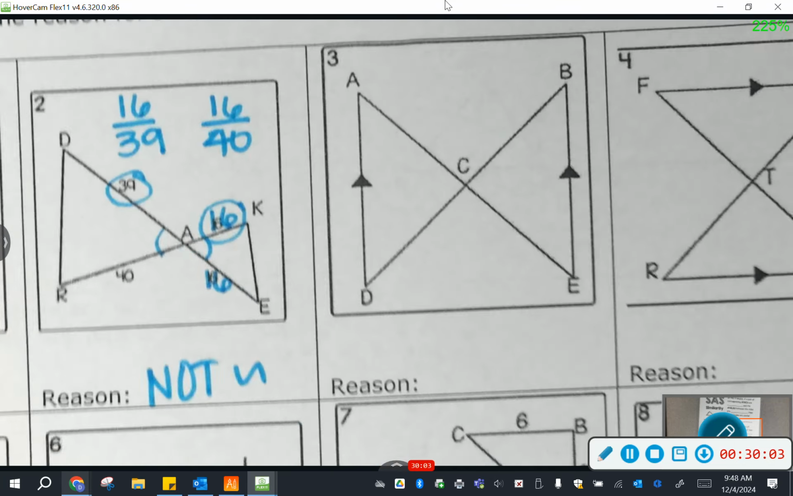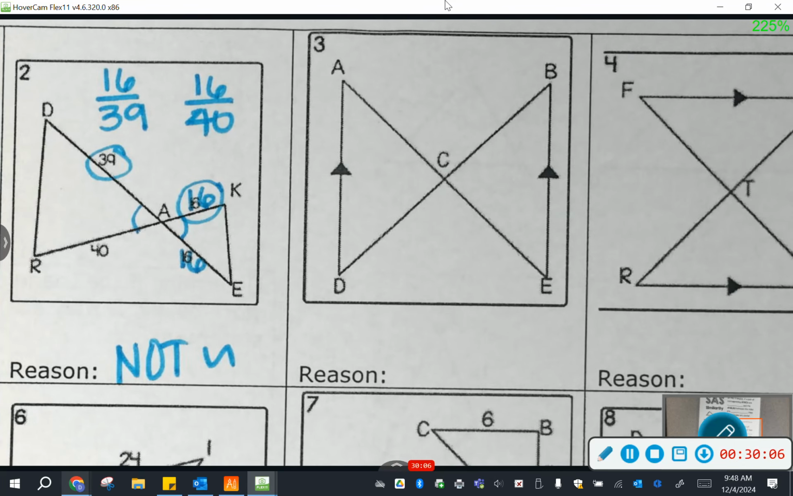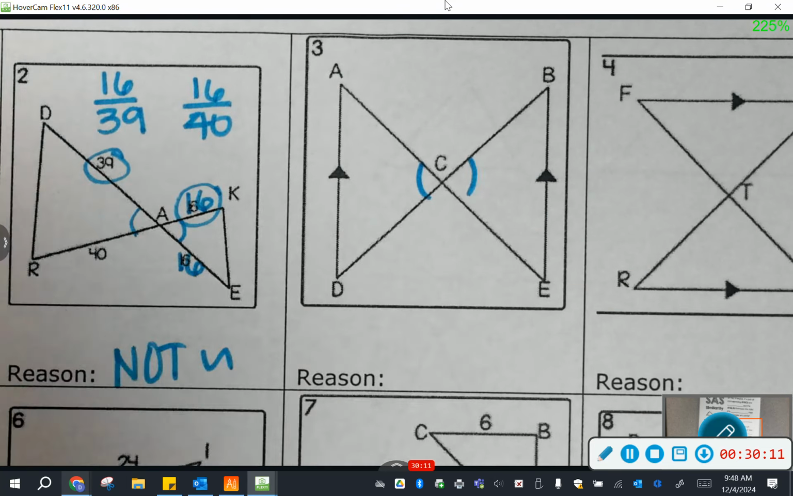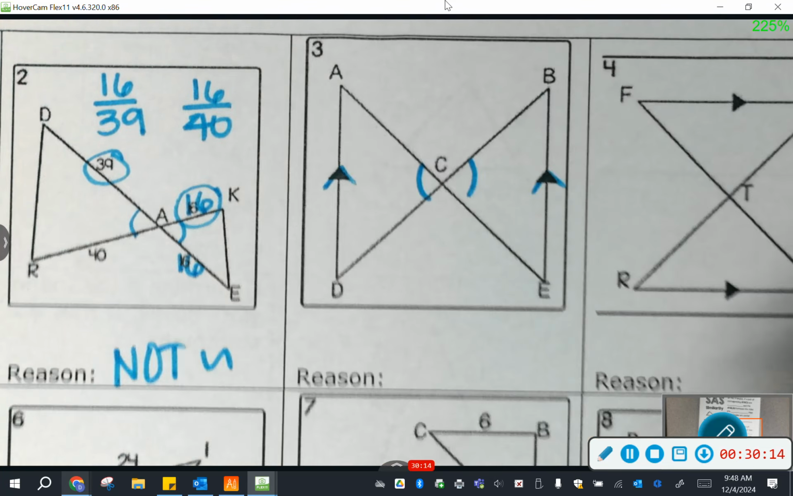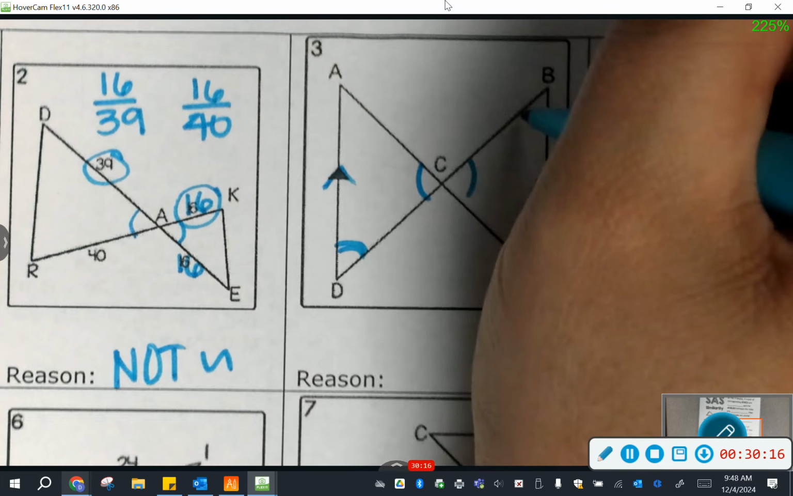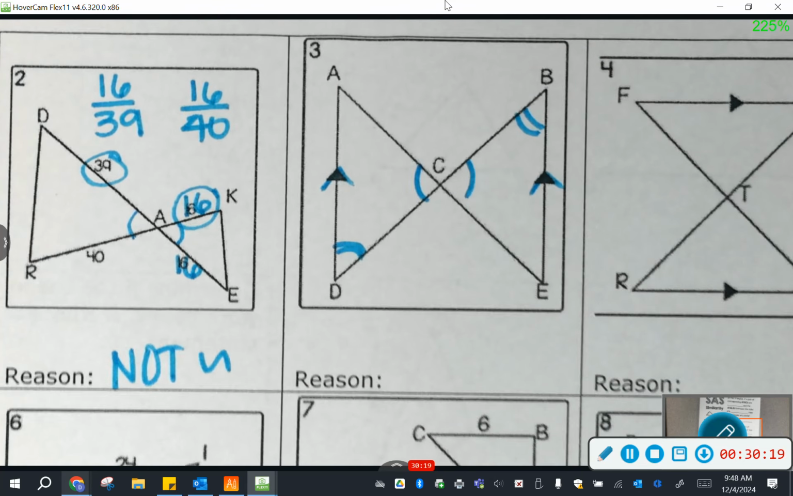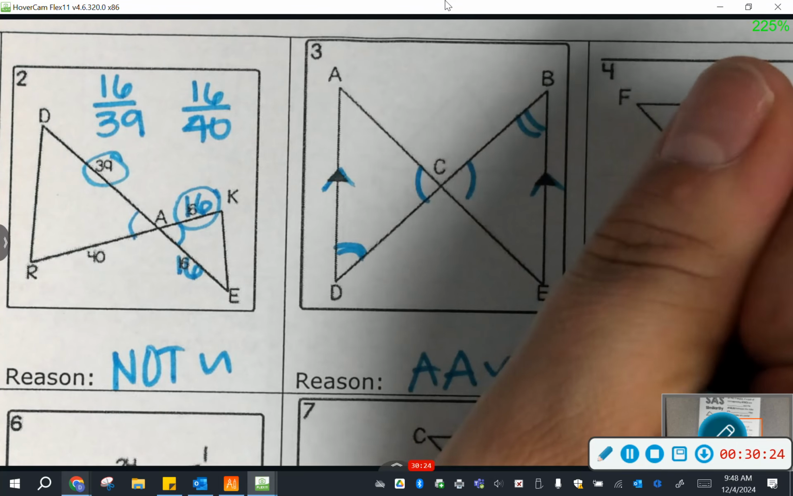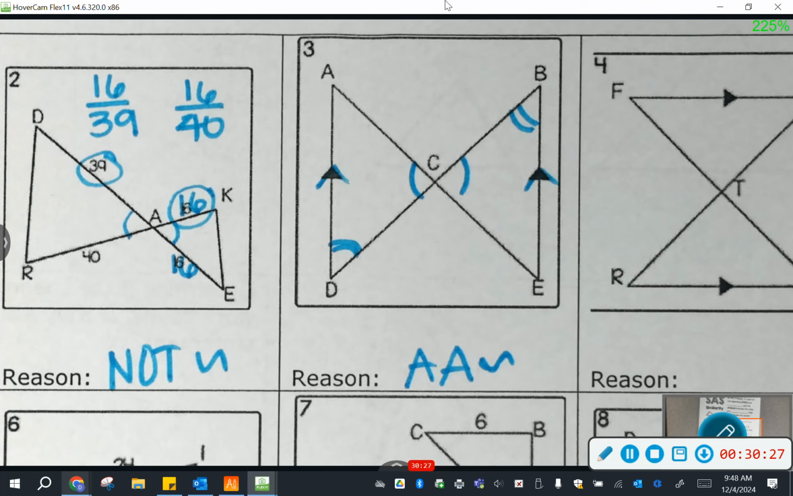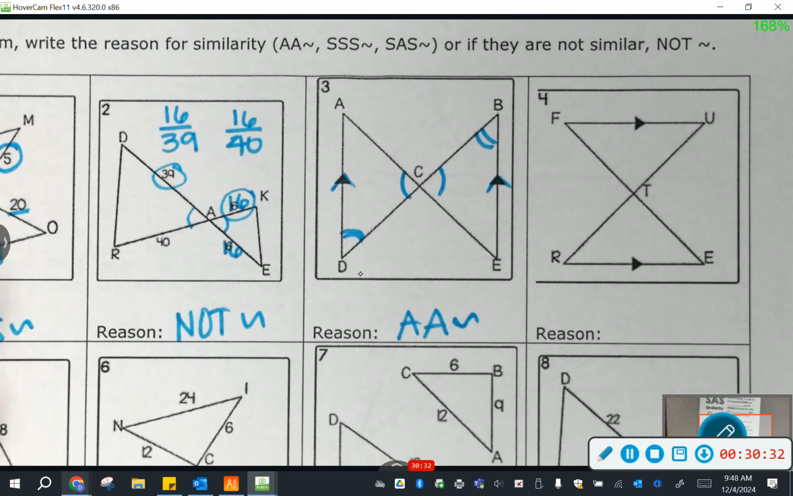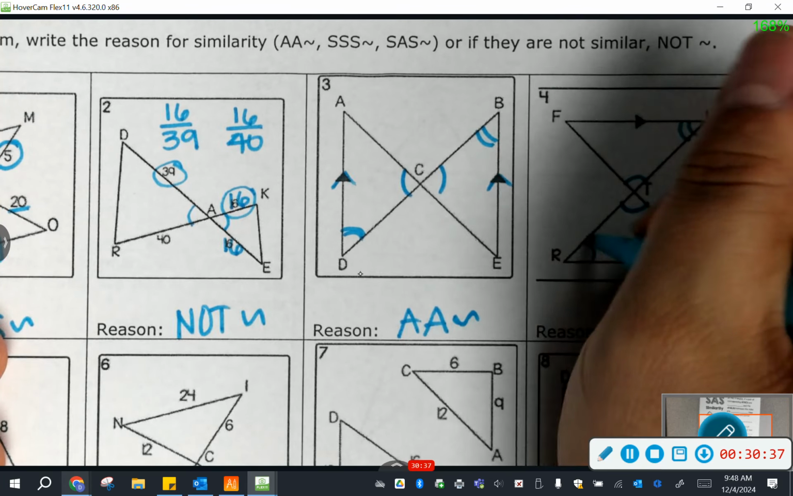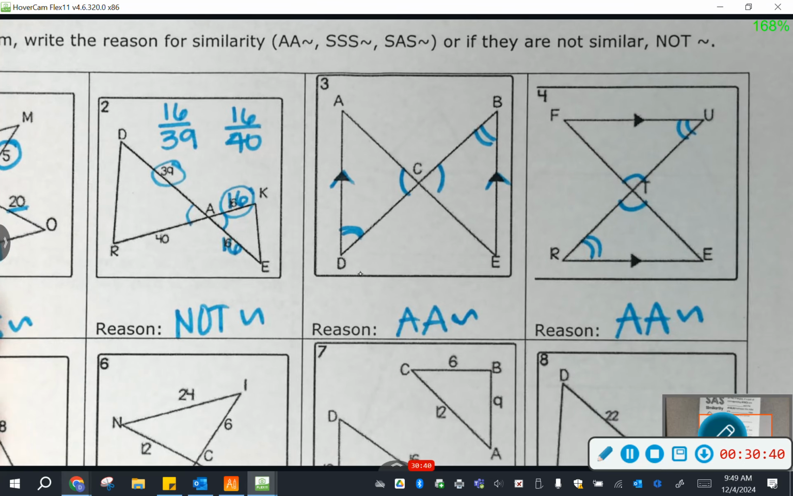Okay. Next one. Number 3. What do you notice? Vertical angles. What else do you notice? Parallel. What did we say happens when you have parallel lines? Remember those corner angles are AIA? Yeah. This is angle similarity. That will always happen if there's vertical angles and parallel lines. So look at number 4. Angle similar. It's the same thing. I have vertical angles. I have parallel lines. It is angle similar.